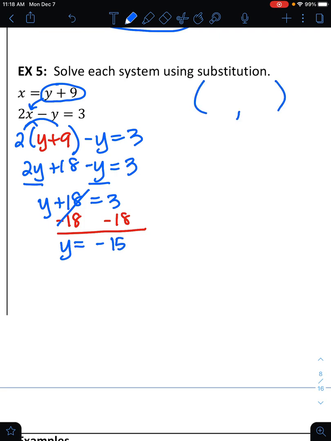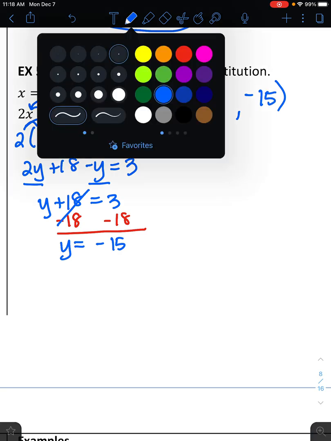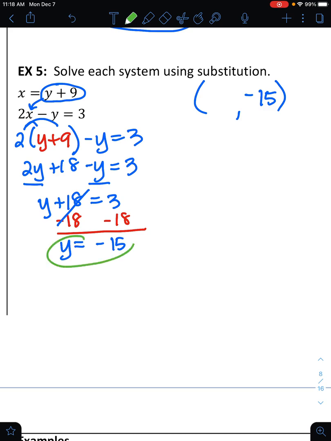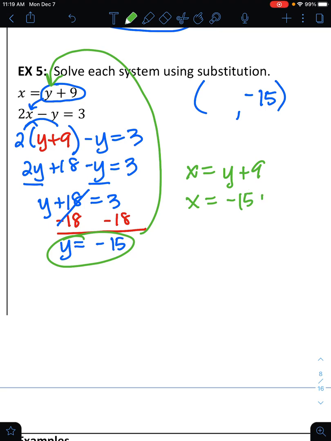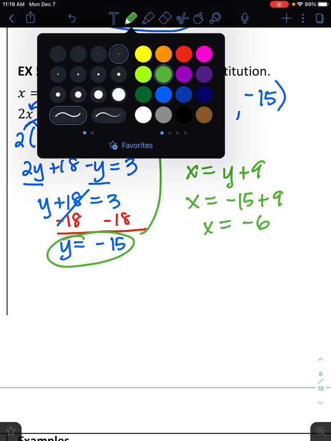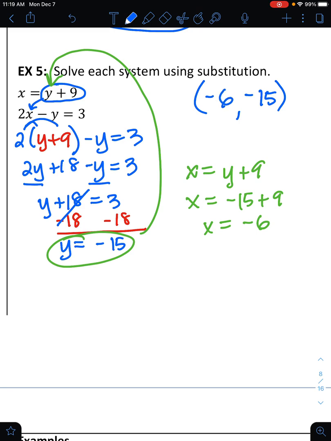All right, ordered pair. I know the y value. So I'm going to take y equals -15 and come to the top equation and plug it in right here. So I will have x equals, using x equals y plus 9. I got -15 for y, so plug it in. And again, I'm just simplifying over here. -15 plus 9 is -6. So I'm going to drop my -6 into my ordered pair here, and my answer is -6, -15.